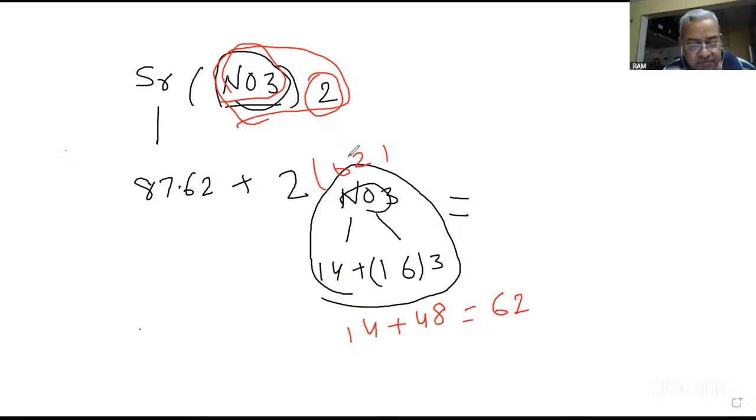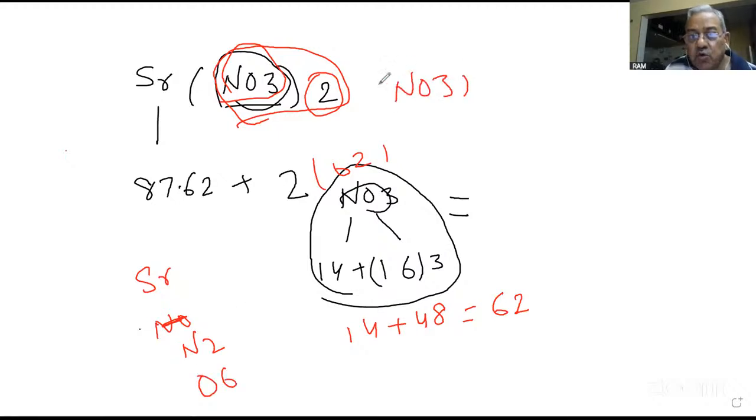So you will solve it for strontium, you can find out. Then nitrogen 2 or oxygen 6, because if you open this bracket NO3 whole twice, you remove the bracket, it will become N2O6, right? So you can find out N2 and O6. What I have shown, N2 and O6. Then total how much comes? It comes to 211.64 AMU.